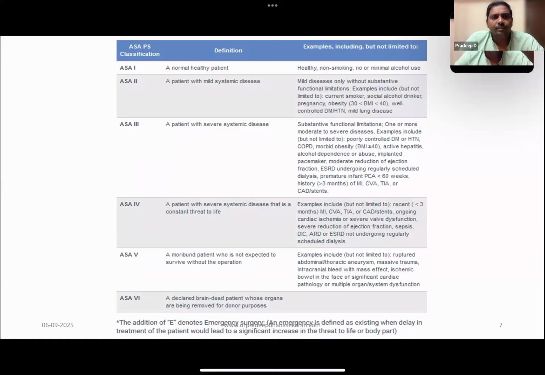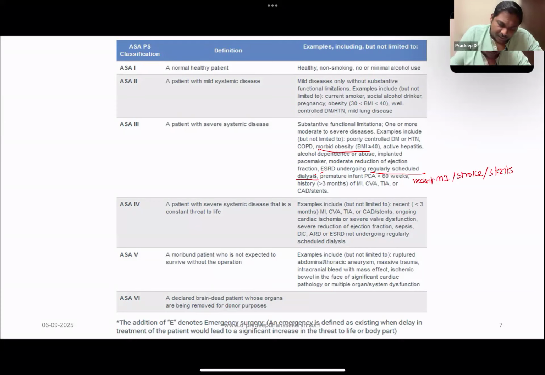ASA 1 is a normal healthy patient. ASA 2 is a patient with mild systemic disease, particularly controlled diabetes, hypertension, and CKD. ASA grade 3 is a patient with severe systemic disease. They have uncontrolled diabetes, hypertension, COPD. The patient may also be morbidly obese, or require dialysis, or have a recent MI, stroke, or stents. All these come under ASA class 3.